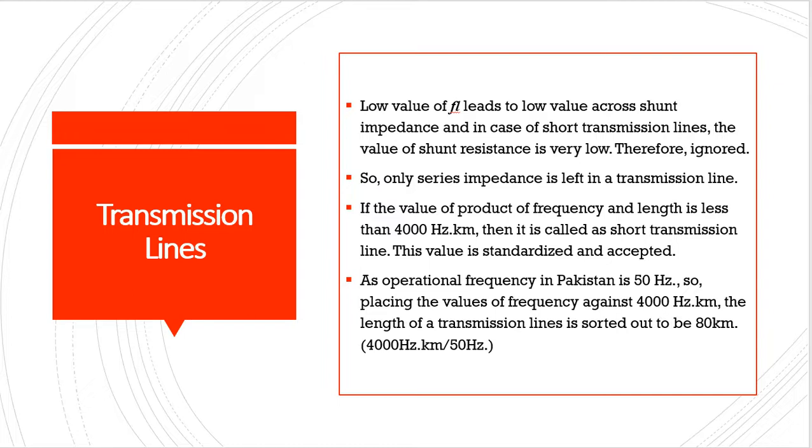As in the case of short transmission lines, we have a low value of FL, right. I will explain this point further, why we have a low value of FL, and how it can be dealt with. For the time being, let me tell you that a low value of FL leads to a low value across shunt impedance, and in case of short transmission lines, the value of shunt admittance is very low, right. Therefore, we often ignore this value of capacitance or this value of C in the short transmission lines, right.